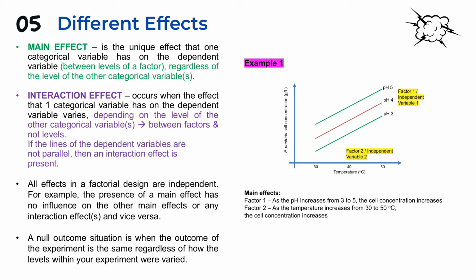How about the interaction effect? You can see that all of the profiles, pH 3, 4, and 5, are parallel. So meaning to say that there is no interaction effect because the profiles are all parallel. So that explains how we describe the main effects of this profile, and also how to determine whether or not there is an interaction effect.